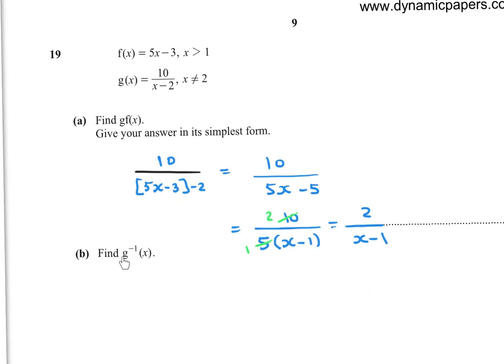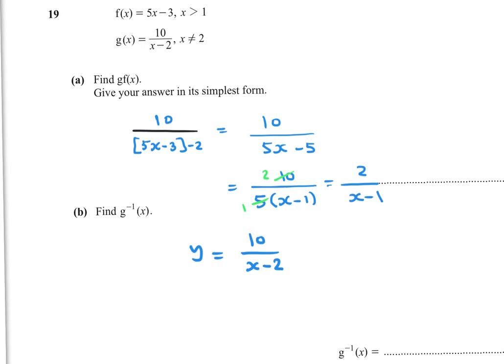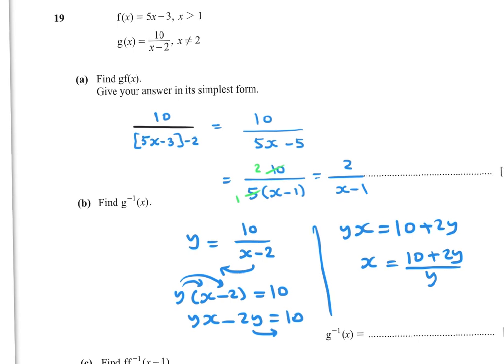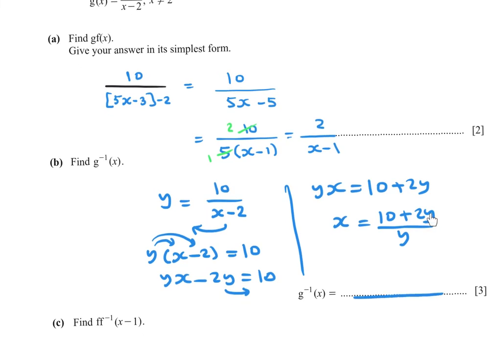Now b, find the inverse, g negative 1 of x, so I need to find the inverse for g. Now put g(x) equal y, so y equals 10 over x minus 2, and make x the subject. Now x minus 2 goes to the other side, multiply, so y into x minus 2 equals 10. Expand, so yx minus 2y equals 10. Transpose negative 2y to the other side as positive, so yx is 10 plus 2y, divide by y, so x is 10 plus 2y over y. Now for the inverse, substitute y by x, so the inverse is 10 plus 2x over x.